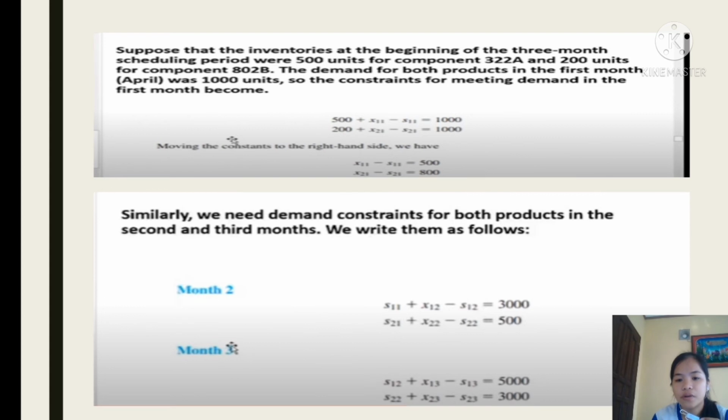Similarly, we need demand constraints for both products in the second and third months. We write them as follows. For month 2: s11 plus x12 minus s12 equals 3,000, and s21 plus x22 minus s22 equals 500. For month 3, we have s12 plus x13 minus s13 equals 5,000, and s22 plus x23 minus s23 equals 3,000.